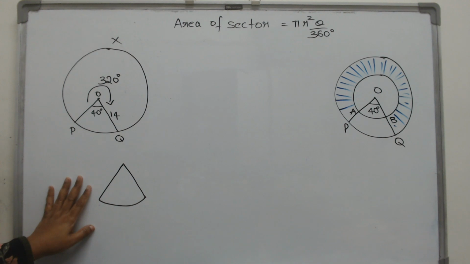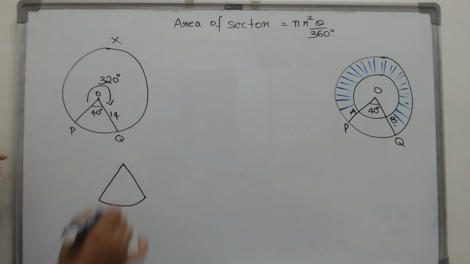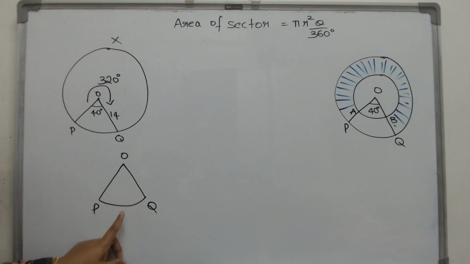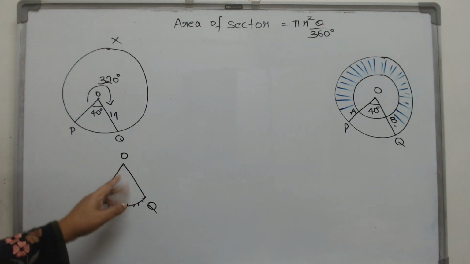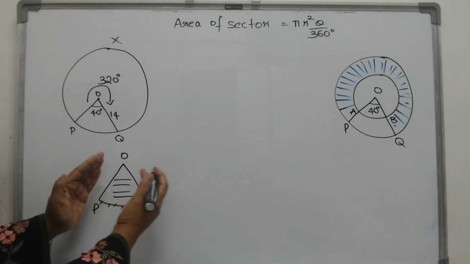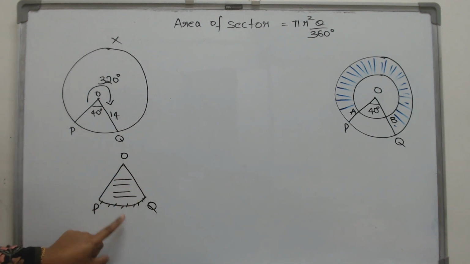Now how does your sector look like? It just looks like a pizza slice. What all does it have? It has two radii, OP and OQ, and then it has an arc, major arc or minor arc, whatever the case is. Basically sector is this area that you see here. The area which is bounded by two radii and an arc is called a sector.